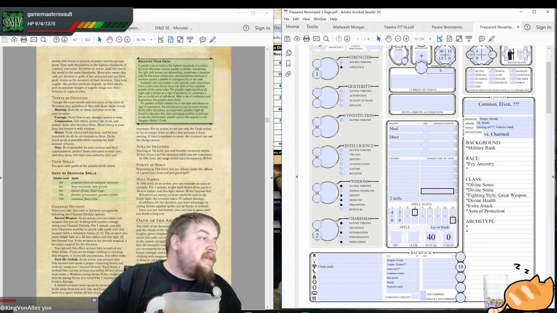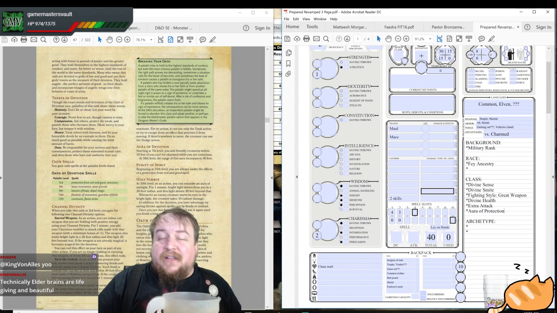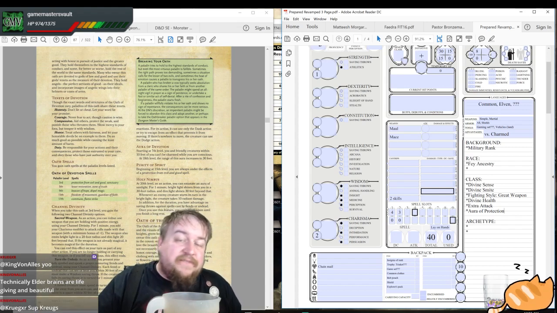These are the tenets of the Ancients. The tenets of the Oath of the Ancients have been preserved for uncounted centuries. This oath emphasizes the principles of good above any concerns of law or chaos. You know, if we have a lawful neutral character, it still works. It's fine. If your DM is hung up on it, you can always bring it up with them. Technically, elder brains are life-giving and beautiful. That's only to the eye of the beholder, right?